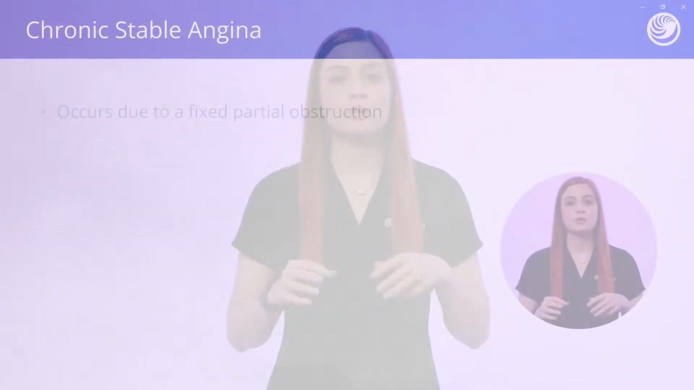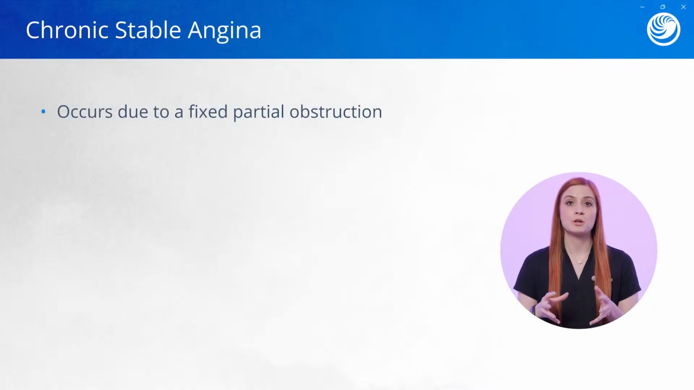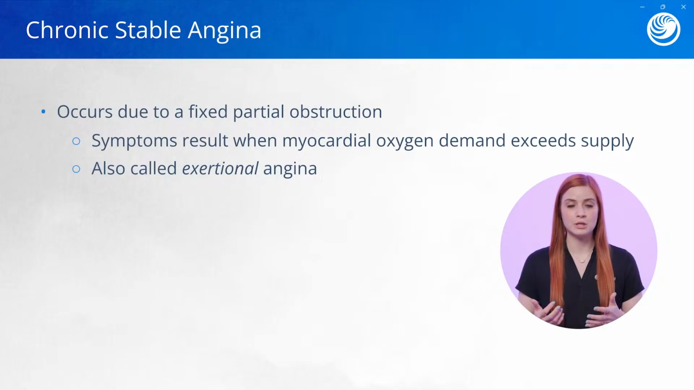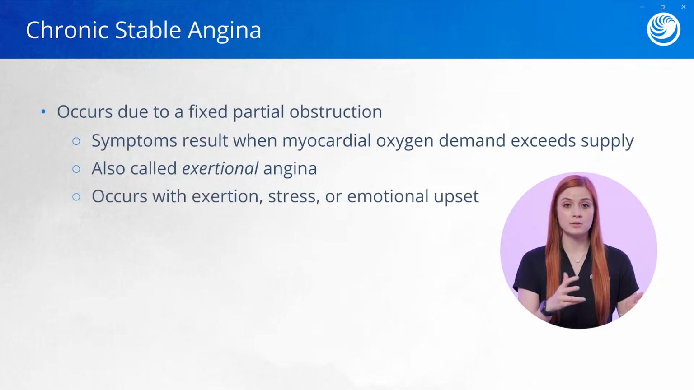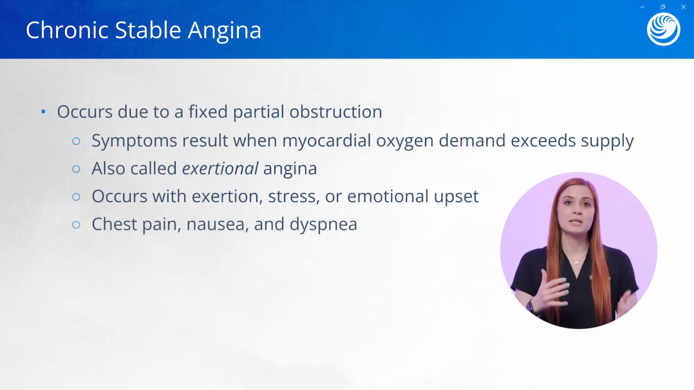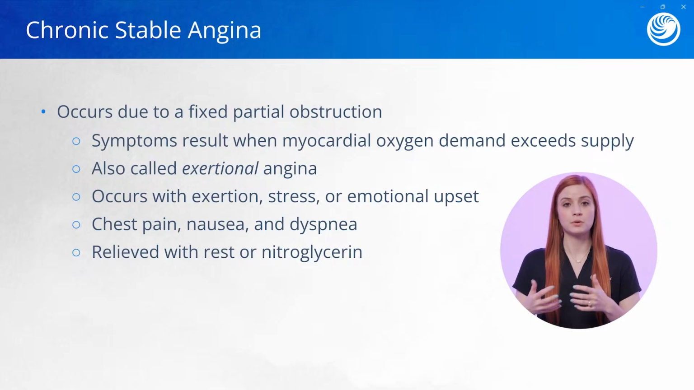Chronic angina occurs due to a fixed partial obstruction of the coronary arteries. Symptoms result when myocardial oxygen demand exceeds supply, and this is also called exertional angina. This is going to occur with exertion, such as with stress or during emotional upset. Clients will feel chest pain, nausea, and dyspnea, but the key with chronic stable angina is that it's going to be relieved with rest or nitroglycerin.